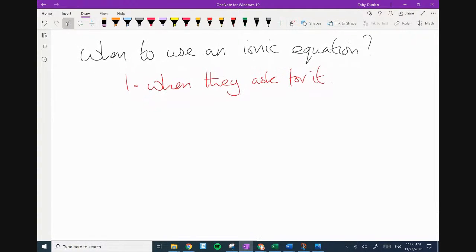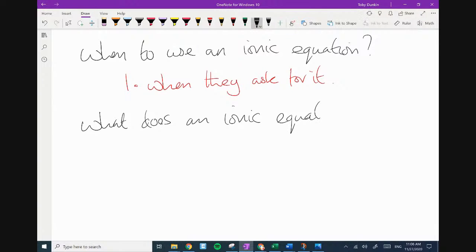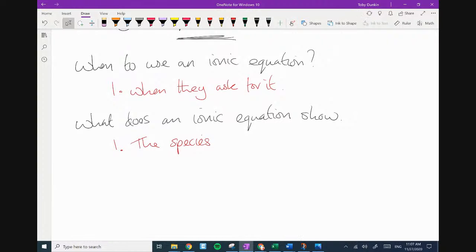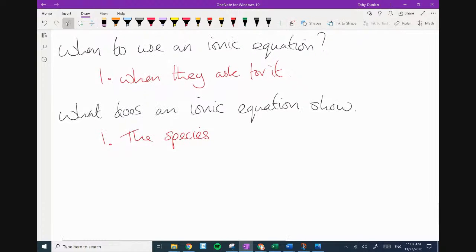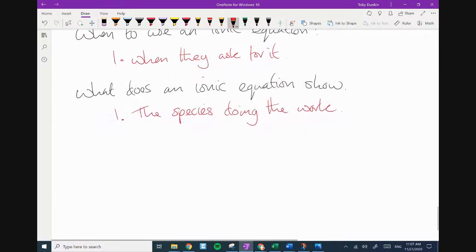So what is an ionic equation? Question number two: what does an ionic equation show? Answer: the species, yes, I'm using that word from biology, we use it in chemistry as well. Species can encompass anything that's an atom, an ion, a molecule, it can be anything. The species doing the work. I know that sounds weird.